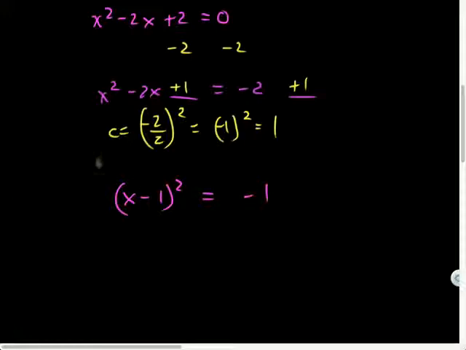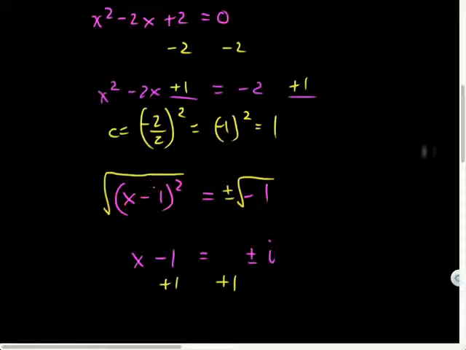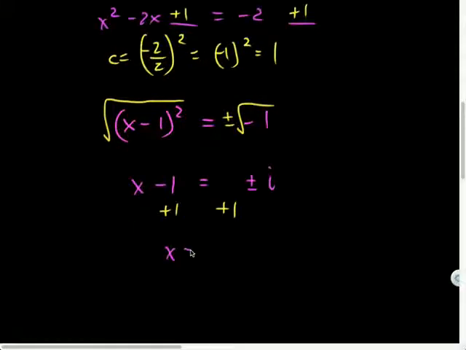And now when I go to root both sides, you can see what the problem is here. You're trying to work with real numbers. This thing's imaginary. That's the same as plus or minus i. And then I could add 1 to both sides. Here we go. x equals 1 plus or minus i. Notice that is how many answers? 2. 1 plus i and 1 minus i. So the original problem has 3 zeros: 1 plus i, 1 minus i, and positive 2.